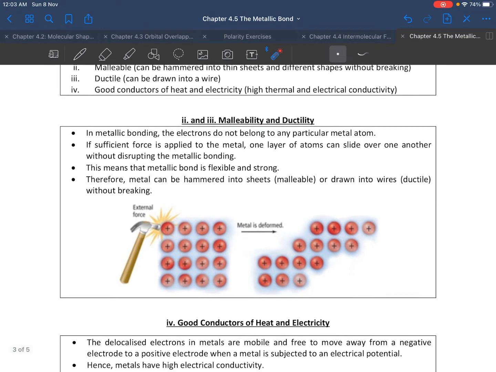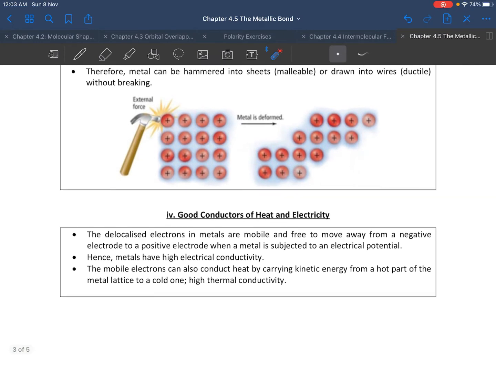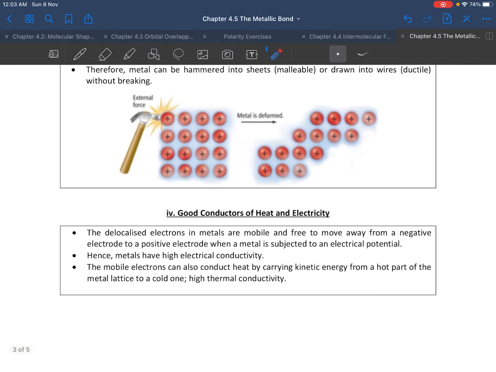Alright, and then the next property that we want to look at is good conductor of heat and electricity. Okay, so why can metal conduct heat and electricity? It says the delocalized electrons in metals are mobile and free to move away from a negative electrode to a positive electrode when a metal is subjected to an electrical potential. Okay, so why can metal conduct heat and electricity? Because it has these delocalized electrons.